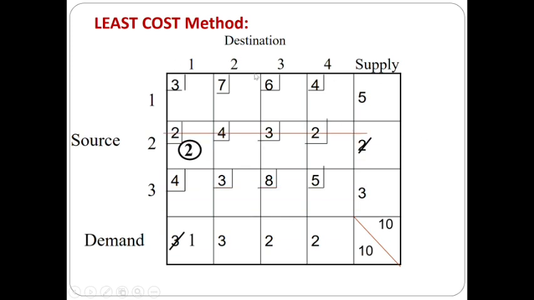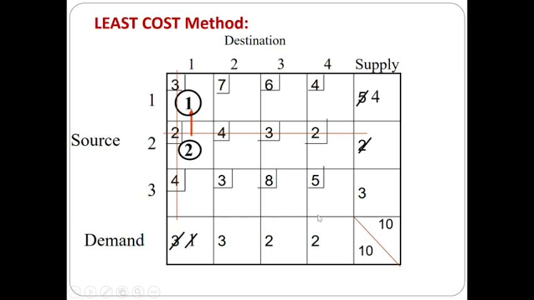Then in the remaining matrix, we have to look for the least cost again. Again, there is a tie between this cell and this cell, which have the least cost, which is 3. We can choose either. I'm just choosing this. Here we can just allocate 1 unit. And the remaining unit will be 0 here, and here it will be 4. And 0 demand, so we can just cross out the entire column like this.